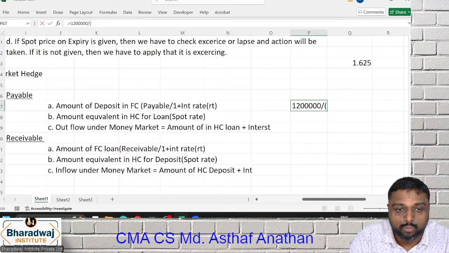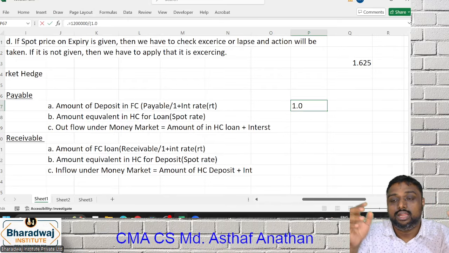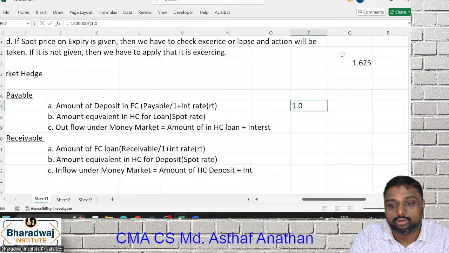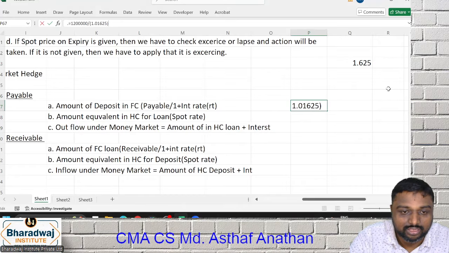You have to divide by 100. This one is the principal amount. So 1 plus, this is in percentage, you have to make it decimal. So 0.01625. You get this data. So if you do this, you will get the answer. What is the answer, my dear friends? 2 lines, the answer is over.